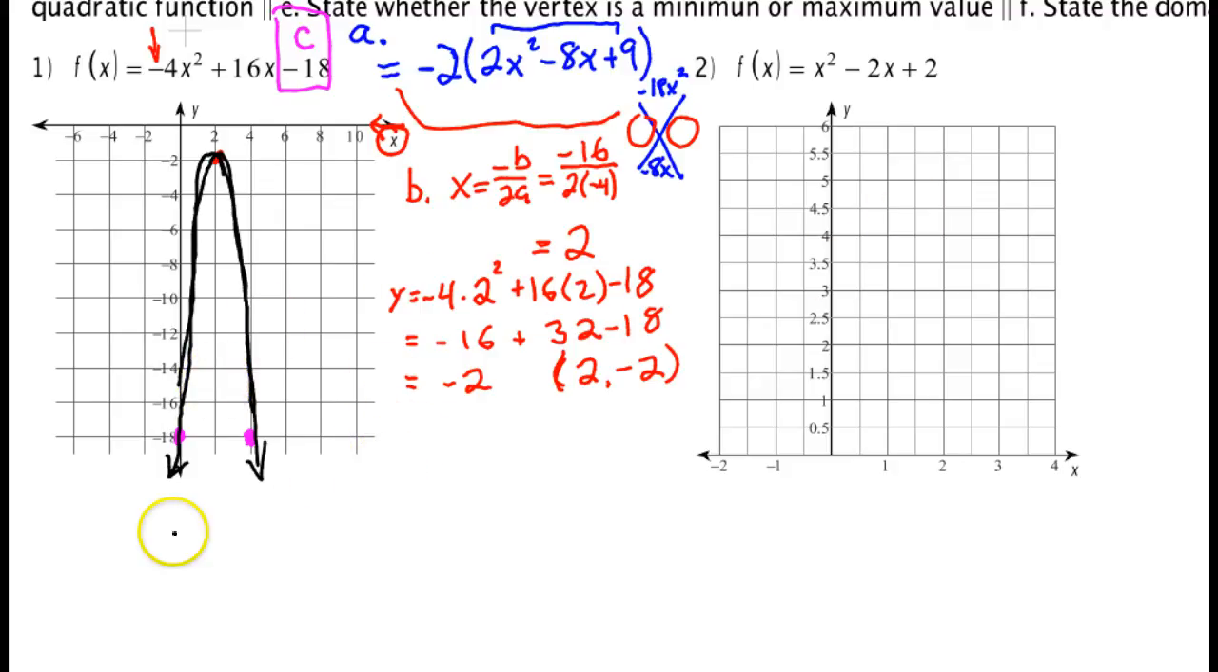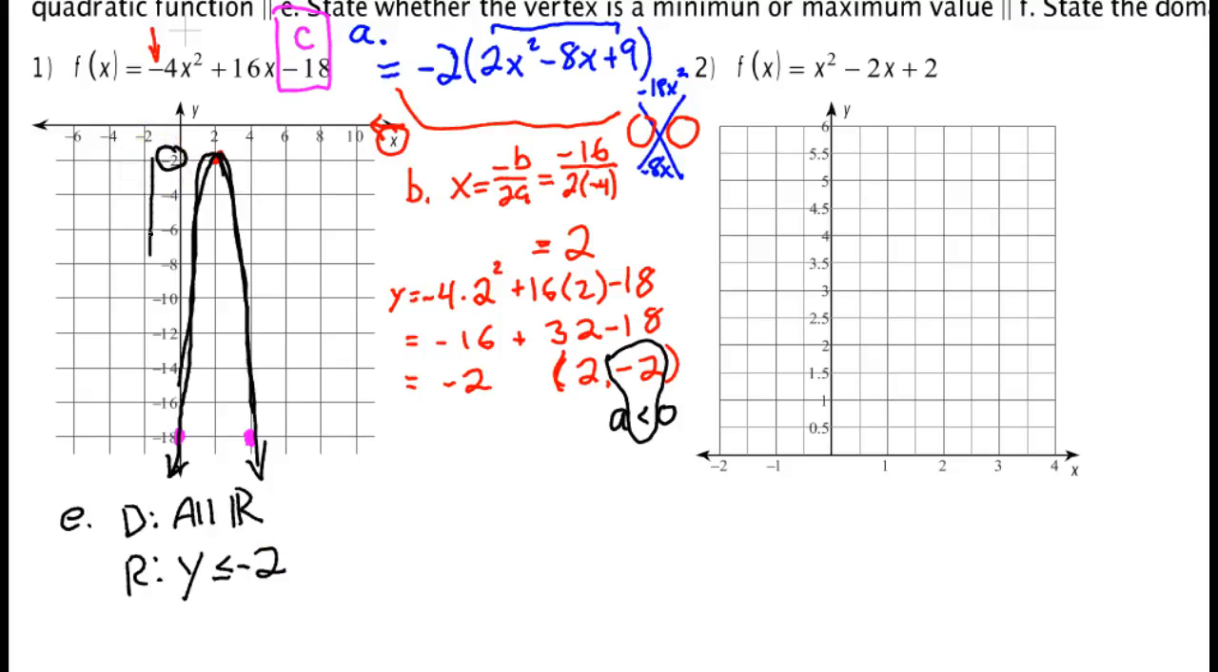C, D is graph, E is domain and range. So again, domain, range, Y. Okay. So A is less than 0 here, right? So we're using less than or equal to -2. And you could also get that from the graph. -2, and then the graph goes down. So it's less than -2.